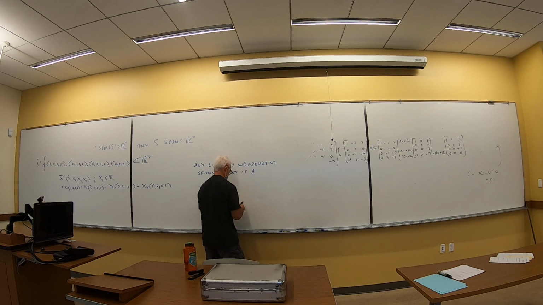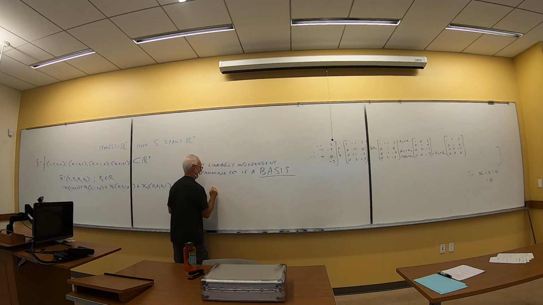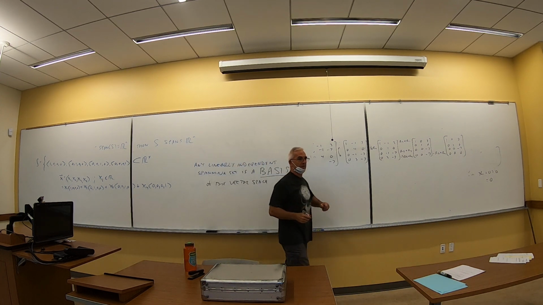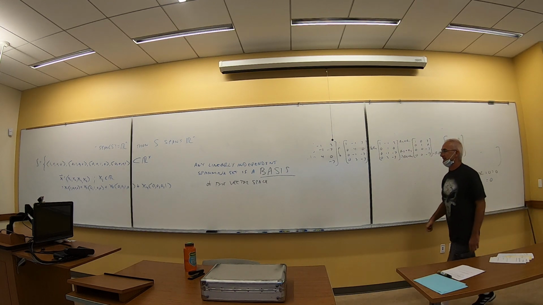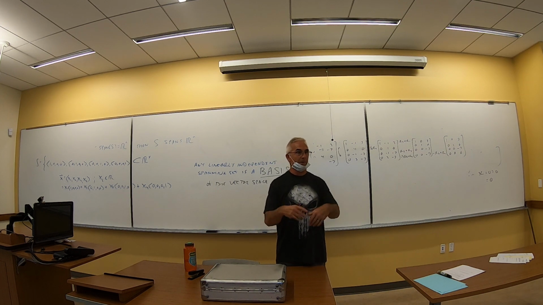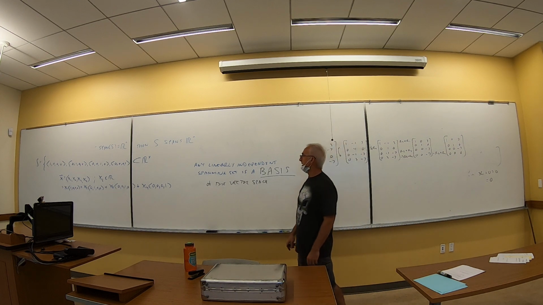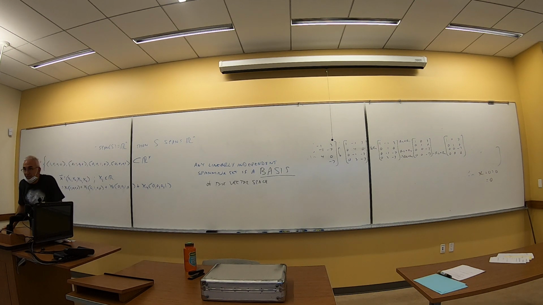A linearly independent spanning set is a basis of the vector space. The most important set of elements that exist are a basis. A basis is a finite set. But it's the perfect number of tiles. It's exactly enough to cover the floor without overlapping. Okay? Covering the floor means it spanned, not overlapping meant it was linearly independent. So these four vectors would constitute a basis for R4. Okay?